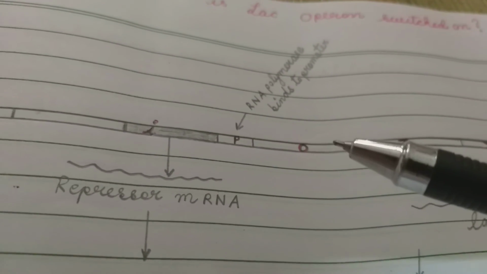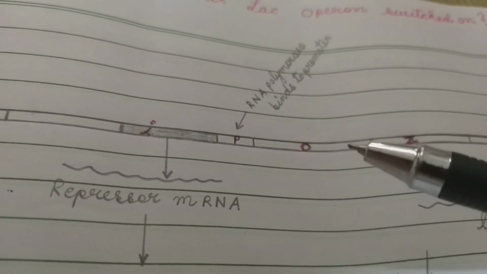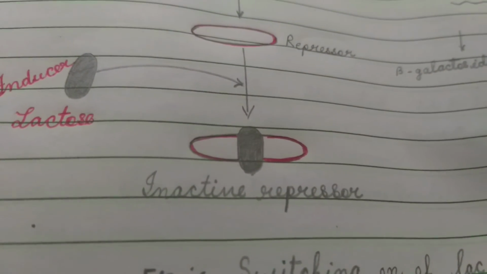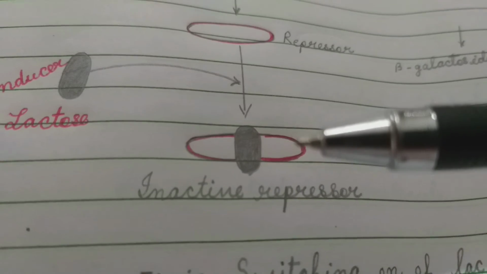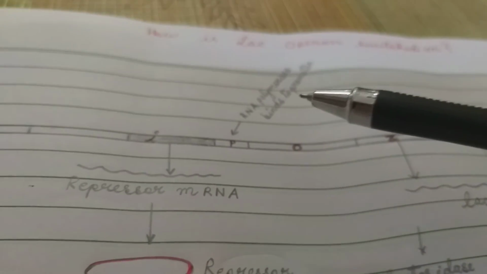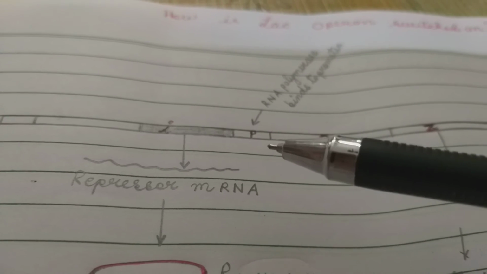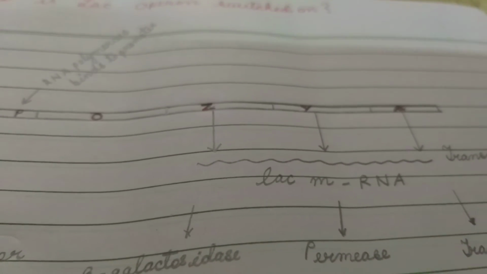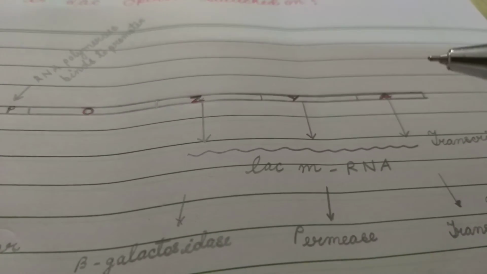So this repressor cannot bind to the operator gene. Operator gene is free. The repressor is bound to the lactose. That is why the repressor becomes inactive. It cannot bind to the operator gene. Operator gene is now free. RNA polymerase enzyme binds to promoter. It moves ahead along the operon. Then it binds to ZYA.